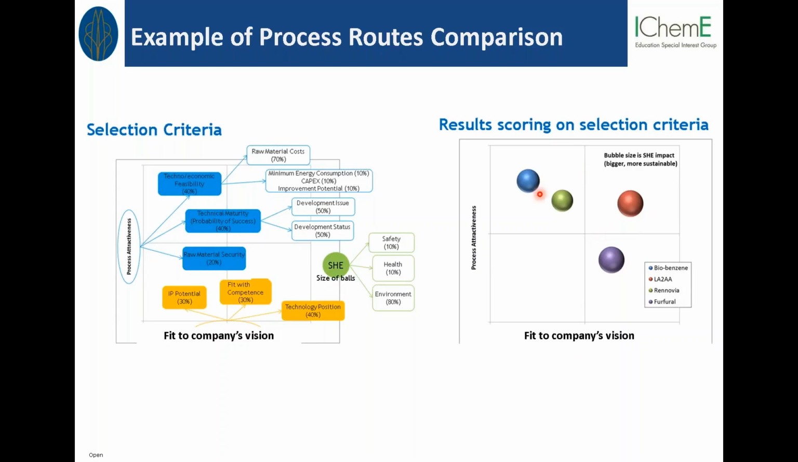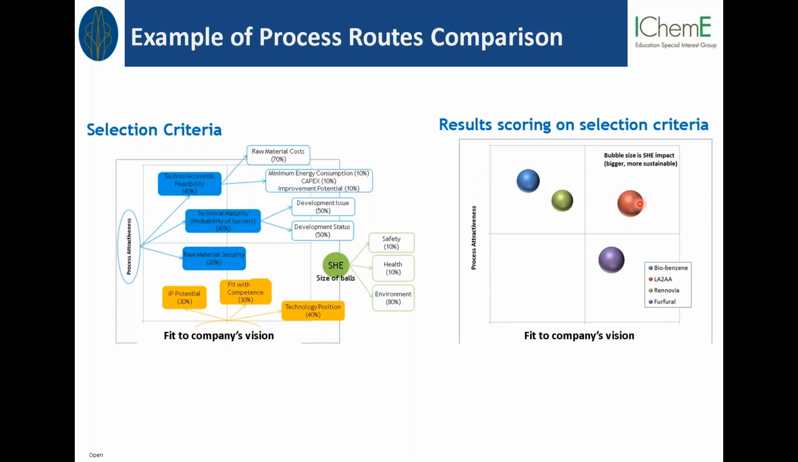So we have 1, 2, 3, 4 processes, and we can see that this process is the least attractive. That process is more attractive, but it does not fit well to the company's vision. So what we want is a process that is as close to this area, so it fits the company's vision and it is very attractive. But we normally don't have what we want, so we have a trade-off in some sense.